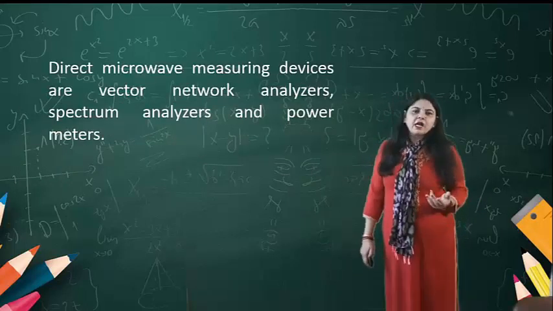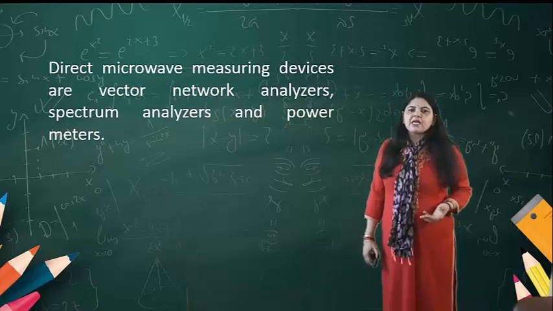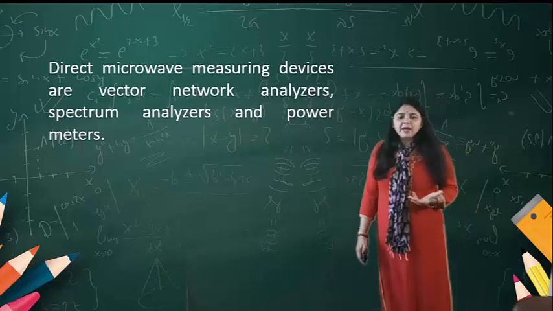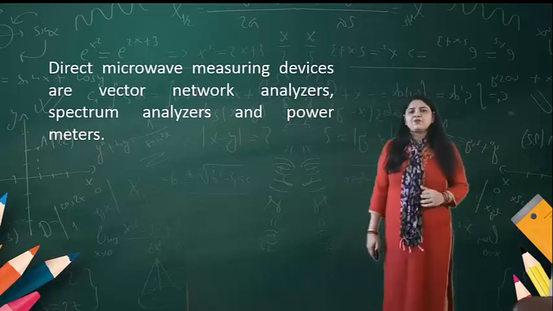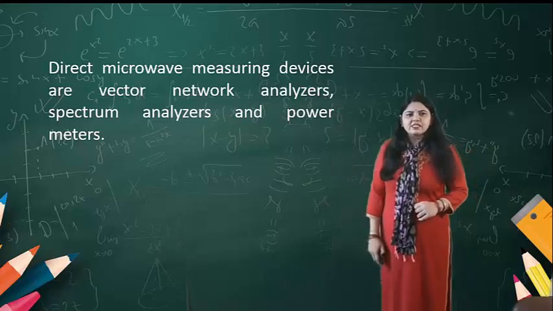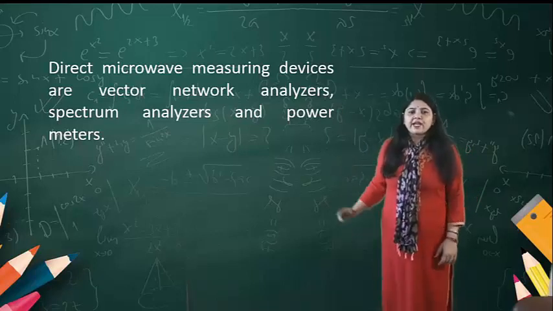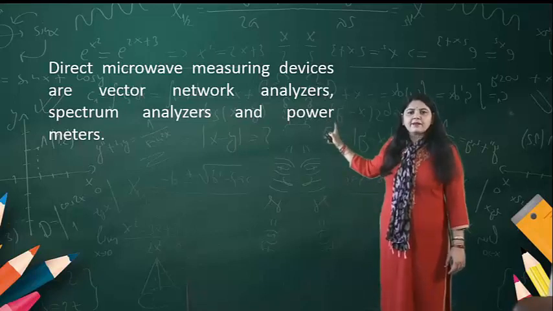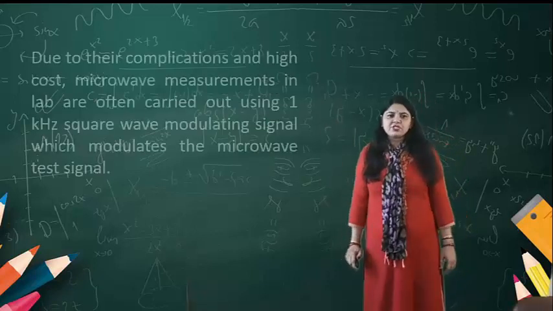We know that we can't go for the Z parameter, Y parameter, H parameter or ABCD parameter in case of microwaves. Direct microwave measuring devices are the vector network analyzer, spectrum analyzer and the power meter.